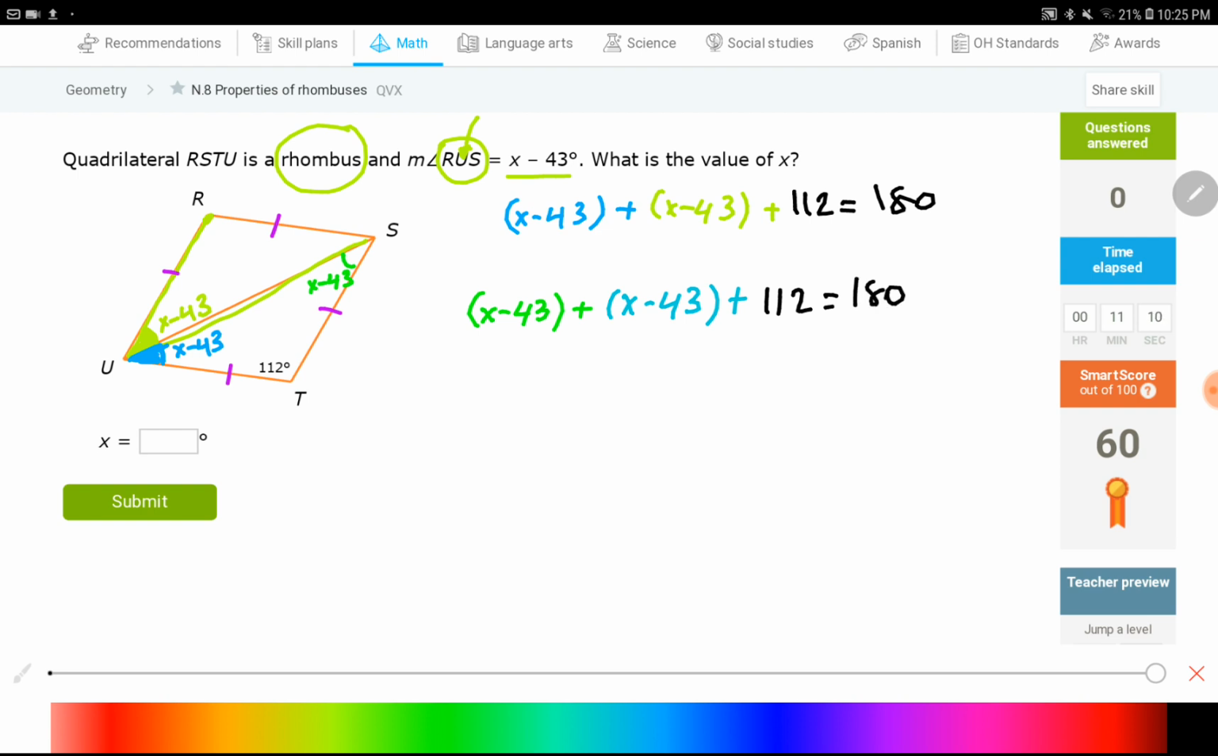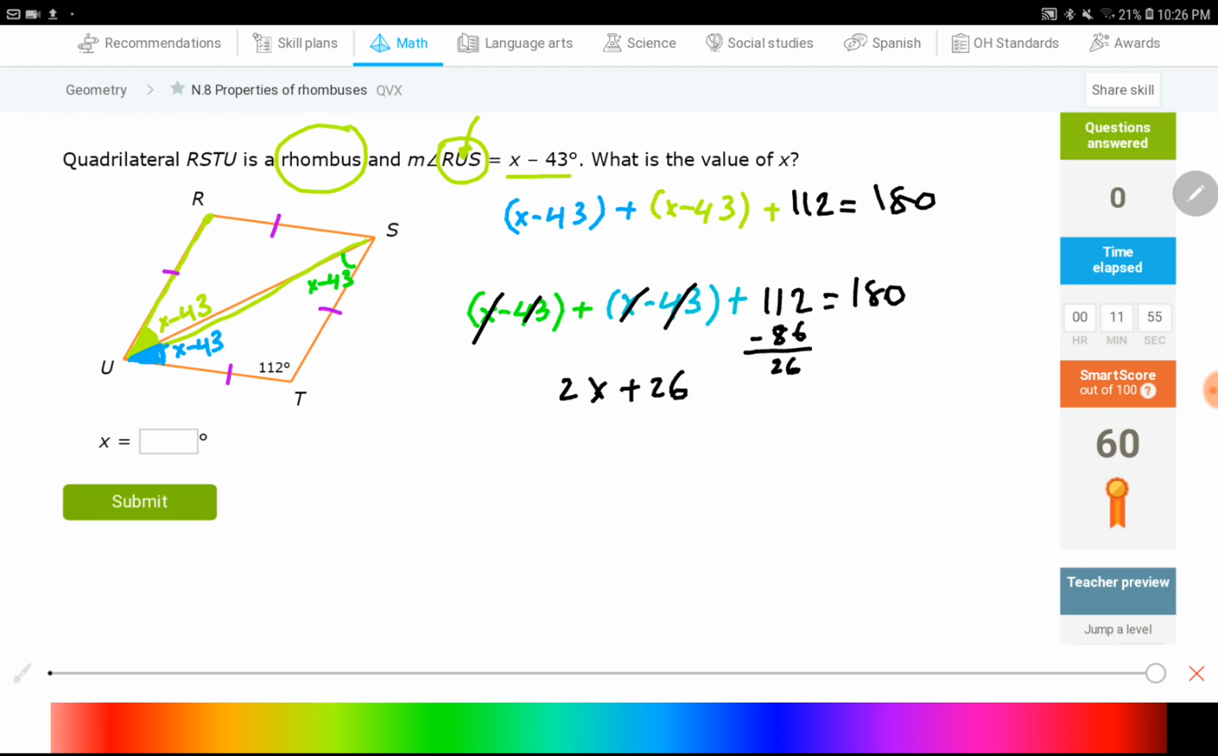degrees. So no matter what method you use, the equation you're going to solve is going to be the same in the end. Your answer is going to be the same anyways. So let's just combine the like terms on the same side. There's 1x and then another one here. They make up 2x. Minus 43 minus 43 makes up minus 86. And if I combine it with that 112, it gives me 26. So I have a positive 26 on the left side.